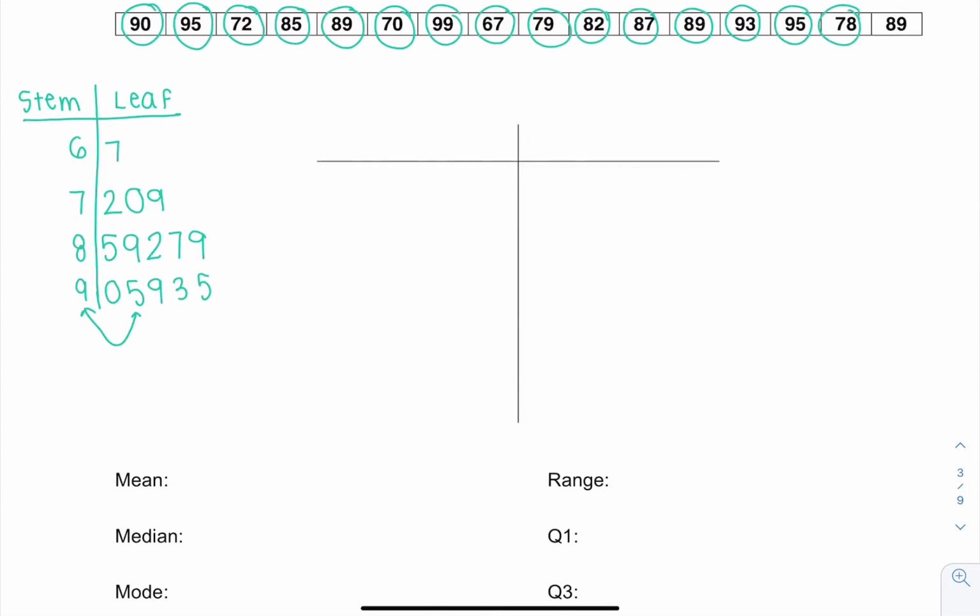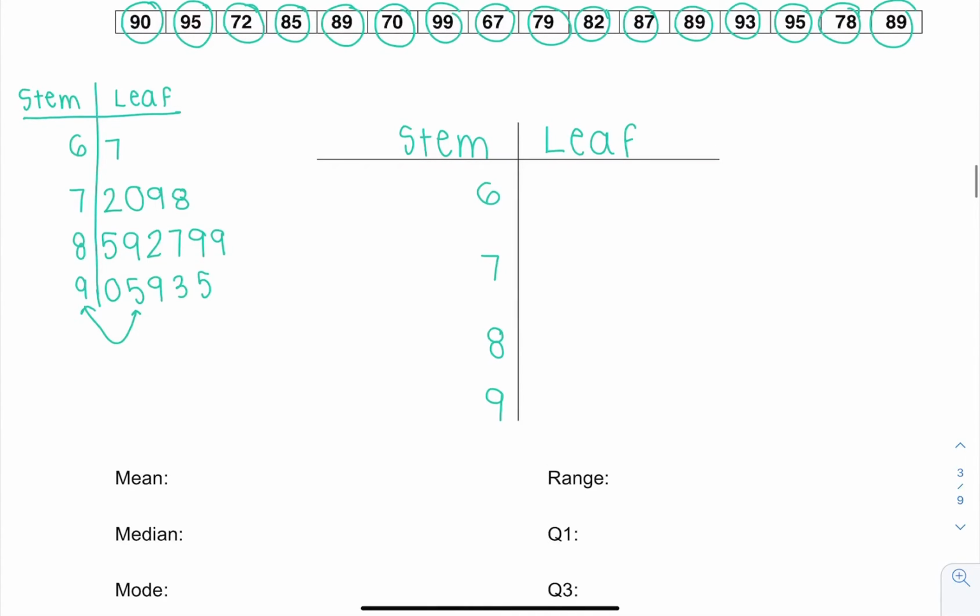95, 78, and 89. And now, finally, I'm going to set up my stem and leaf plot so that these numbers are in order. So it was easiest for me to organize my data like that and then just put a few numbers in order versus trying to get them all in order at the same time. So here I have my stem and my leaf, and I kind of like to write them so everything's lined up. So remember, I have 6, 7, 8, 9. Then I have the number 67.